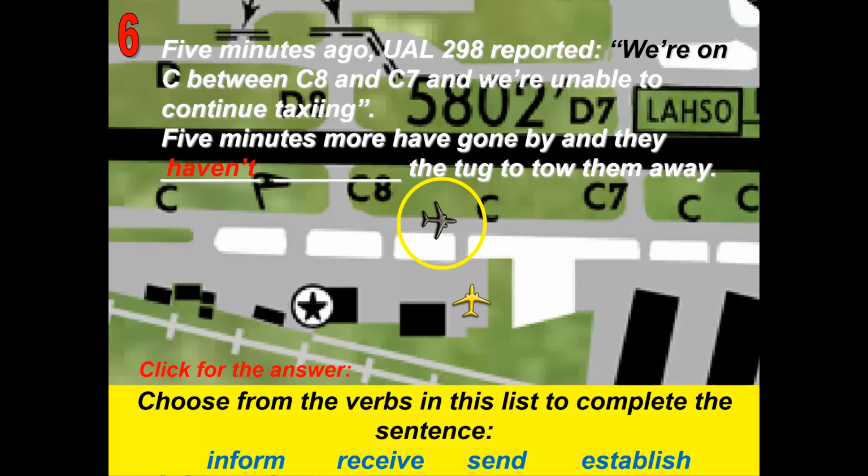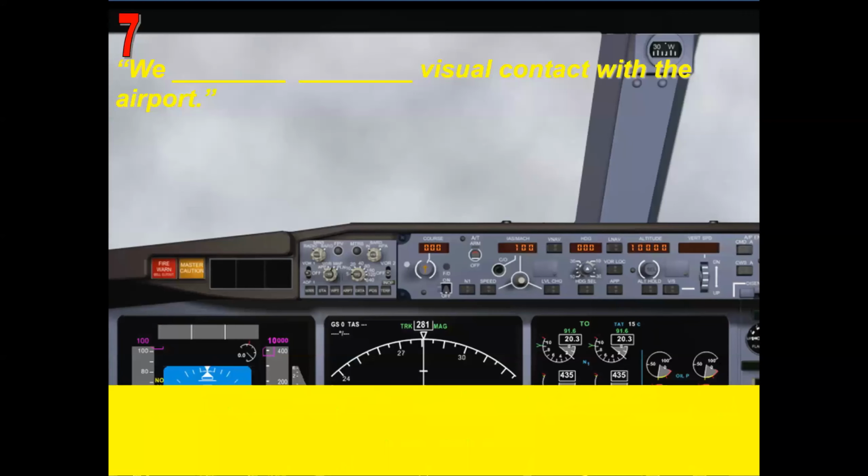Really, what they're trying to say is they haven't sent the tug. But yeah, informed works too. If you say we informed them to go out there or we sent them out there, either way it works perfectly well. So 5 minutes more and they still haven't called the tug, for some reason.